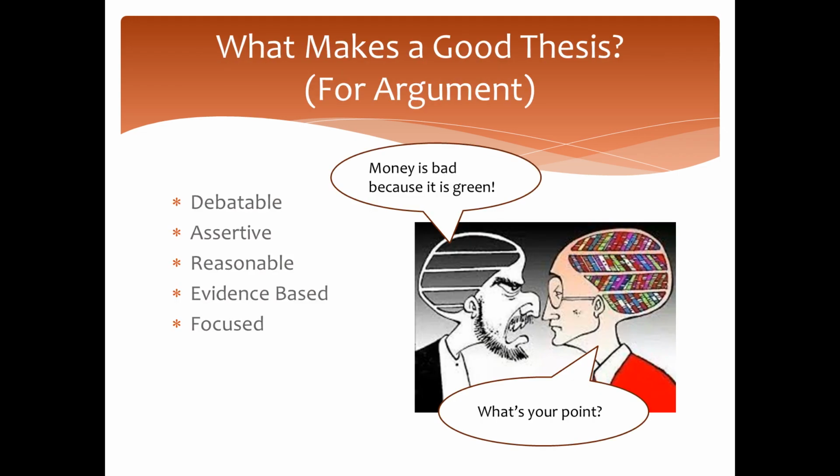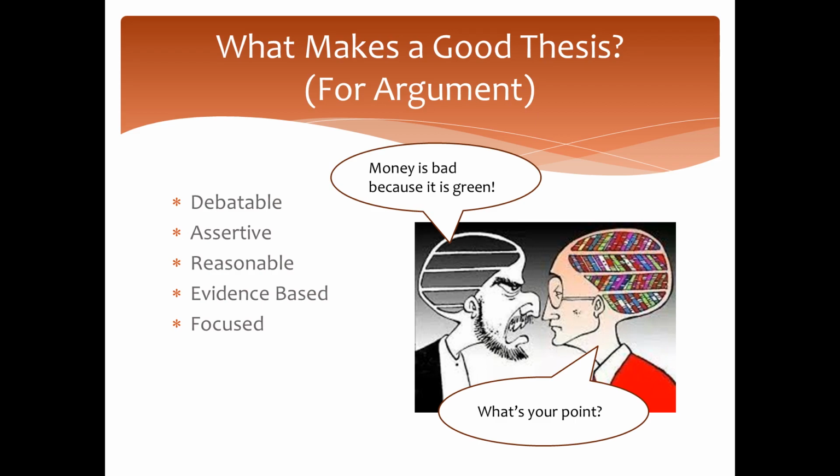So let's talk about thesis, because thesis is tricky for some people. After this, hopefully you can make a perfect thesis, or you'll have no questions about it 10 out of 10 times. There are 5 steps to make a good thesis. It has to be debatable, assertive, reasonable, evidence-based, and focused. We'll talk about each of these categories here, and then you're going to do some exercises later for the classwork on how to apply each one to your own thesis.